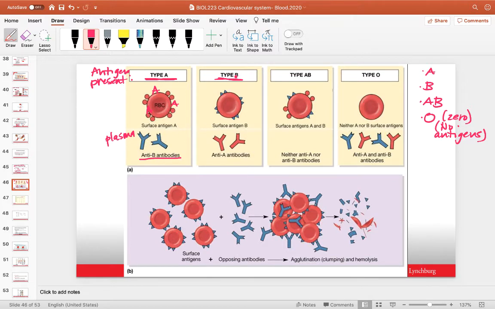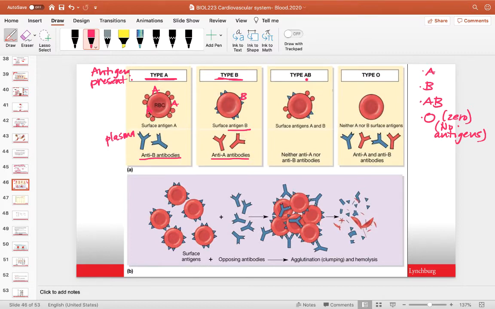Now with type B blood, again, the type is named for the antigen that's present on the red blood cell. So we have antigen B present on the red blood cell. And then we're going to have circulating in the plasma antibodies against the antigen that we don't have, because that's going to be the foreign antigen. So in this case, they're going to have anti-A antibodies.